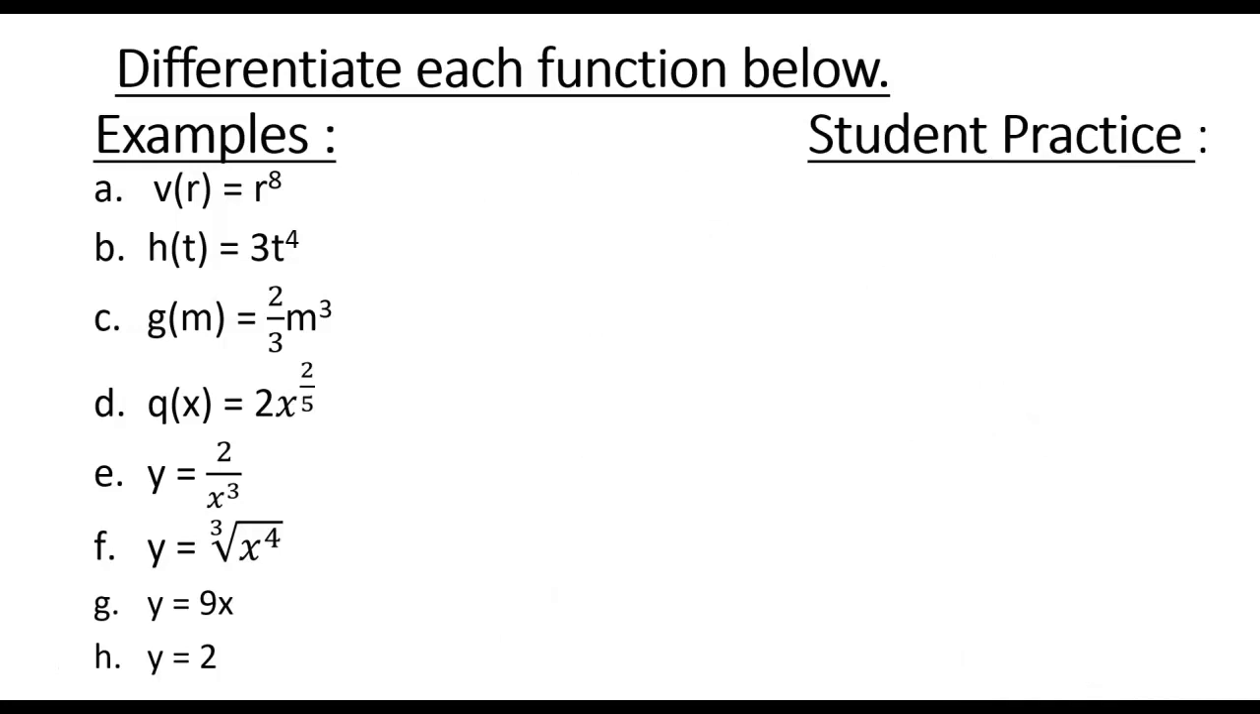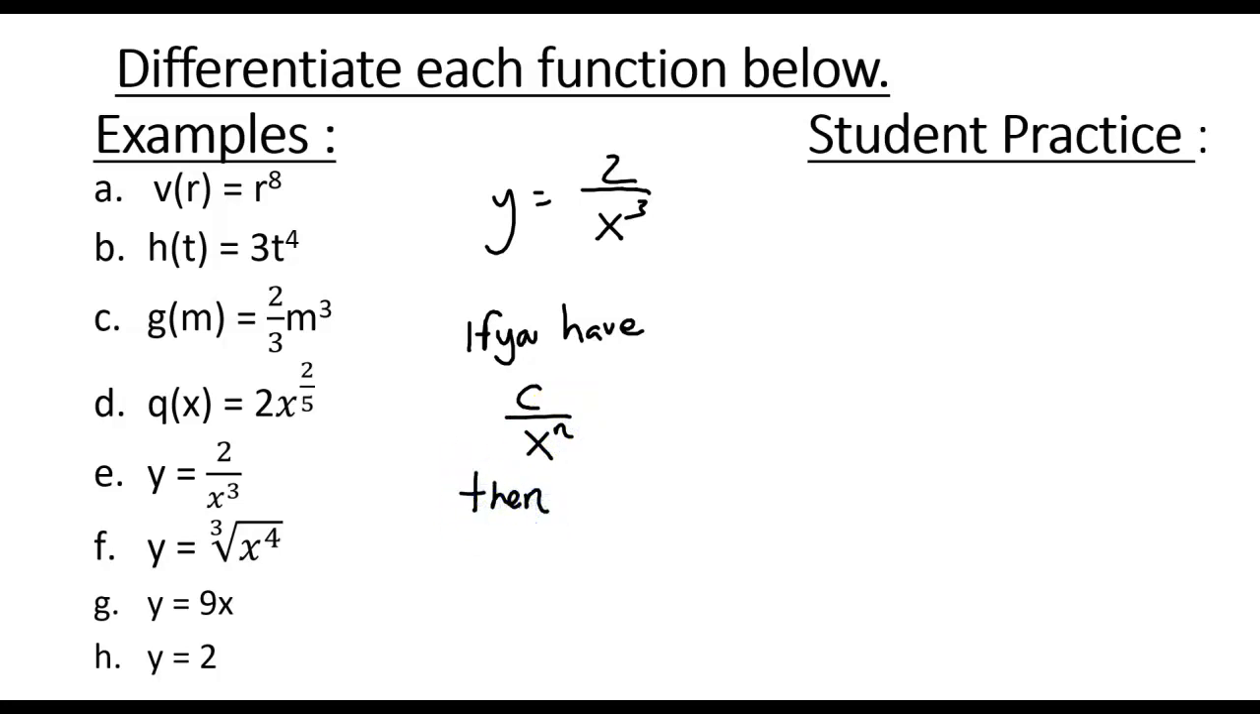All right? So let's go ahead and move on to part E here. And let's do y equals 2 over x to the third. Okay. So the first thing you're going to do when you have a problem like this, some number over x to a number, then we're going to follow a 3-step process. First, we're going to rewrite it.